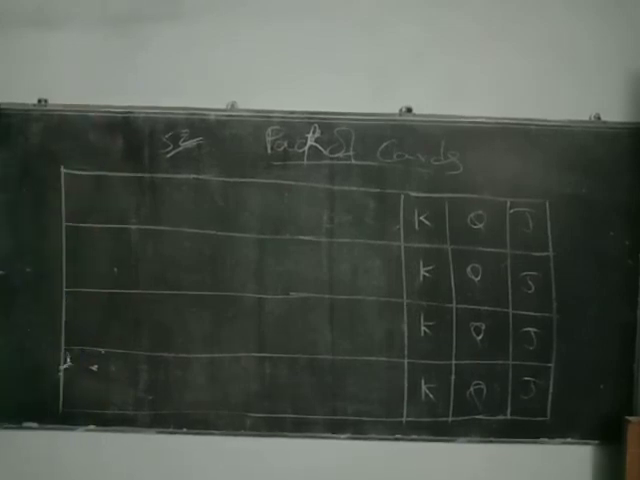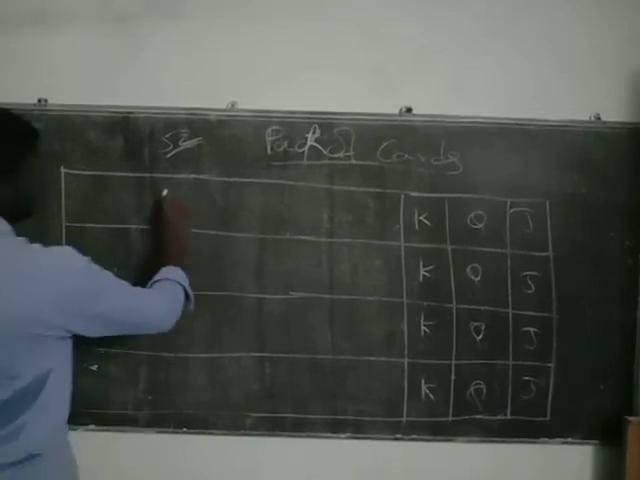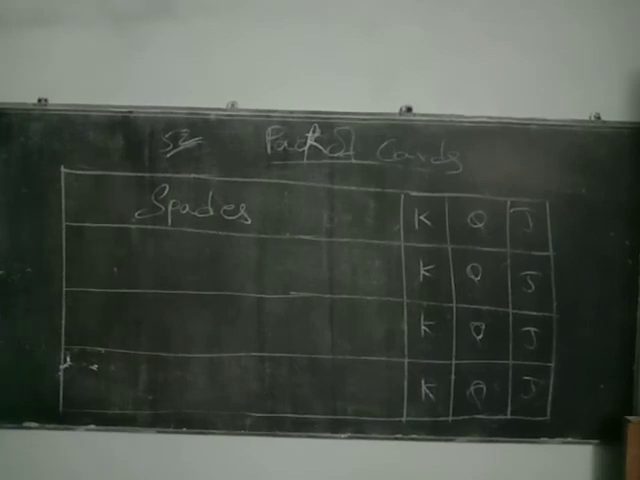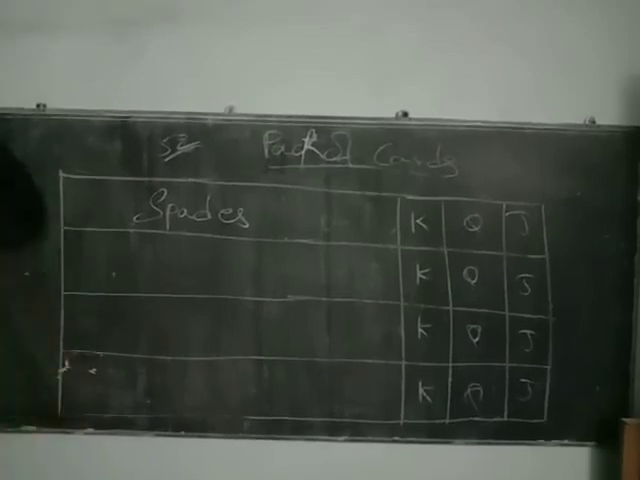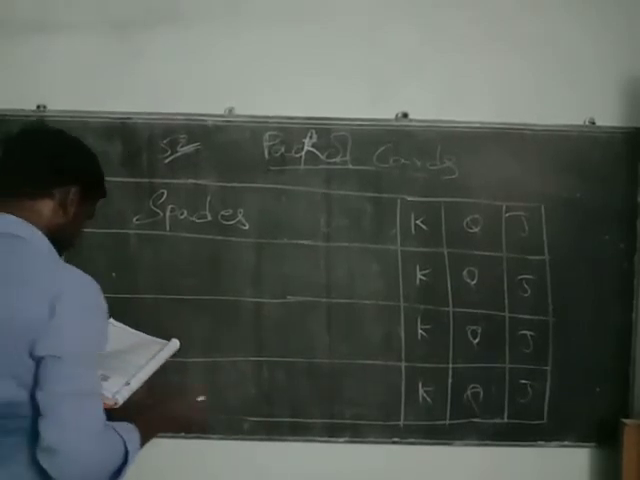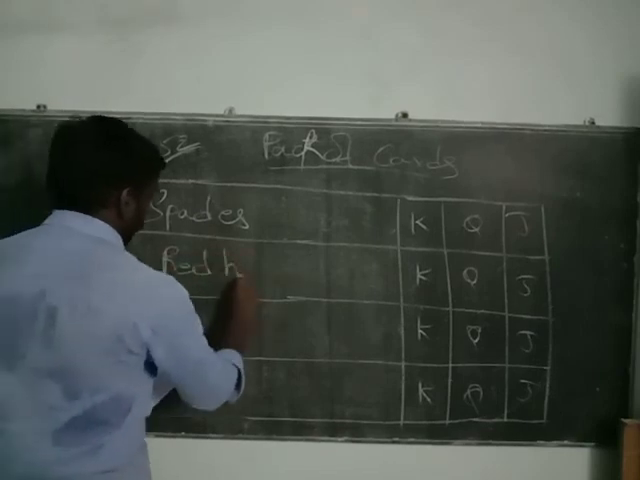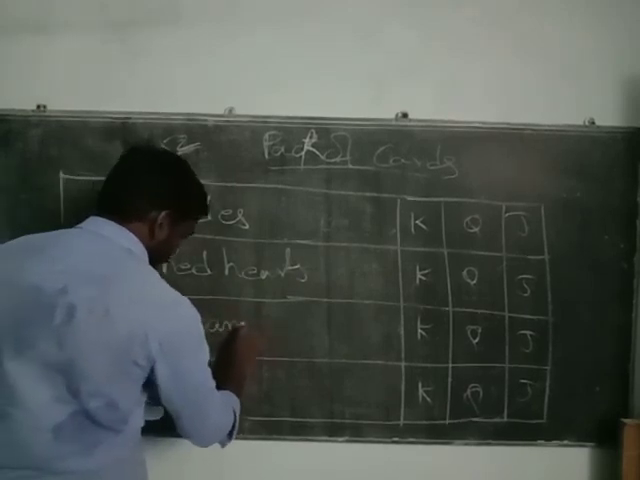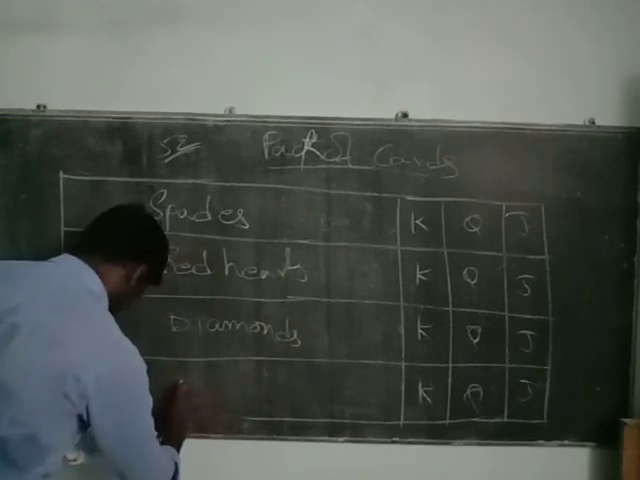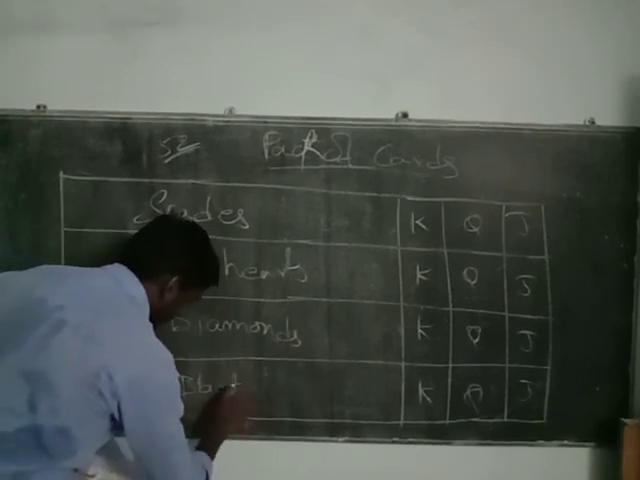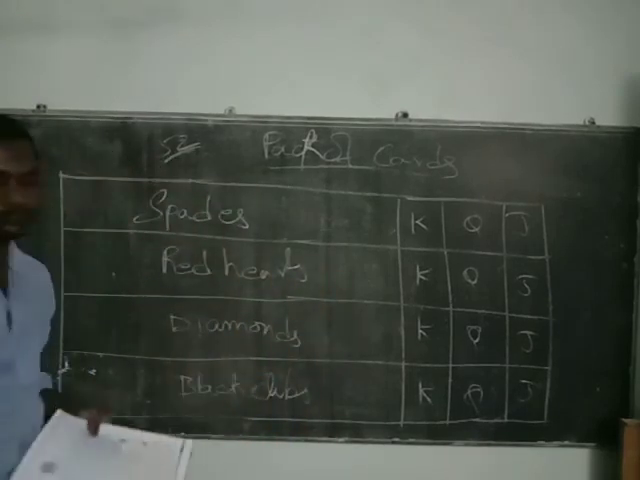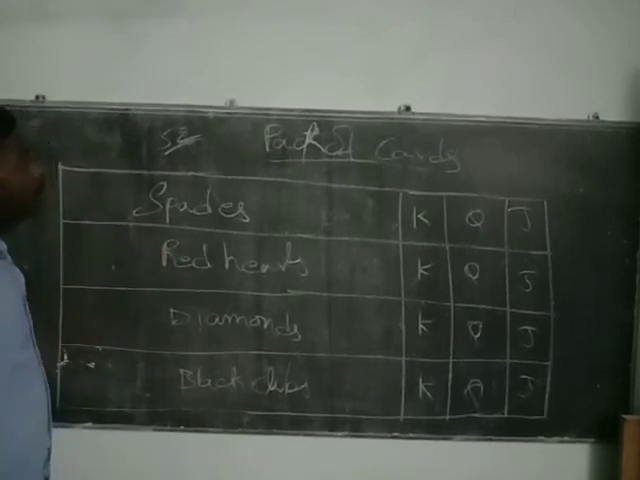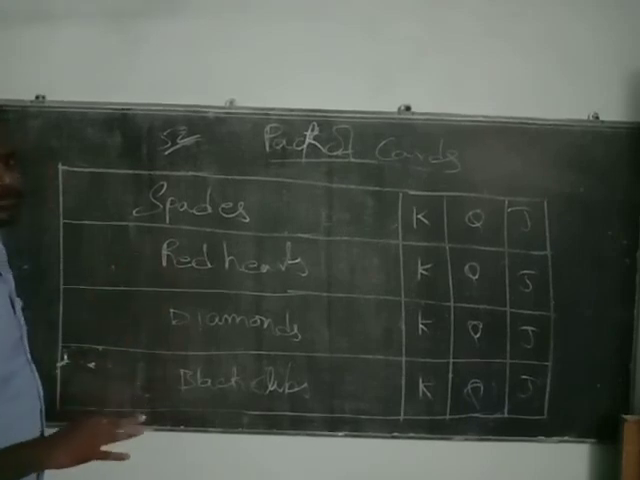Next, in a pack of cards, we will have spades, red hearts, diamonds, and black clubs. Now the question is asked as the probability of getting a face card.